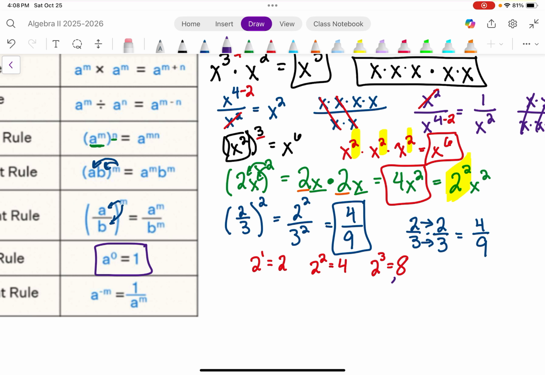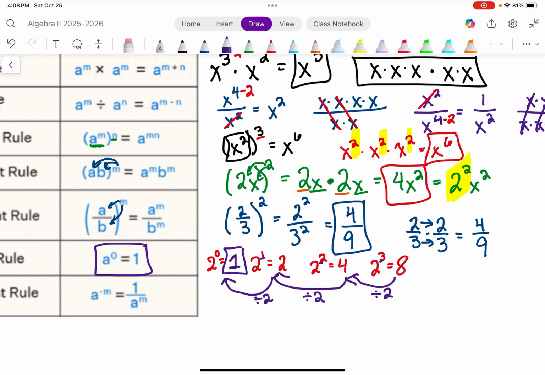So as we go backwards, we are dividing by 2 as we take away 1 from the exponent. So we went from 3 to 2 to 1. If we keep that pattern going to get 2 to the power of 0, 2 divided by 2 is going to give us the number 1. And this works for all numbers, not just 2.